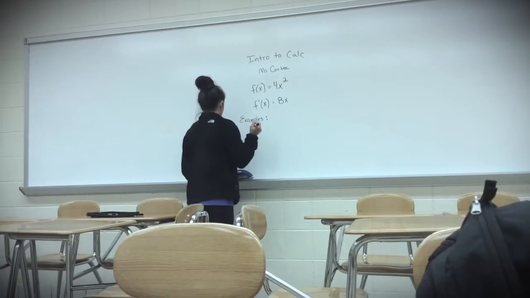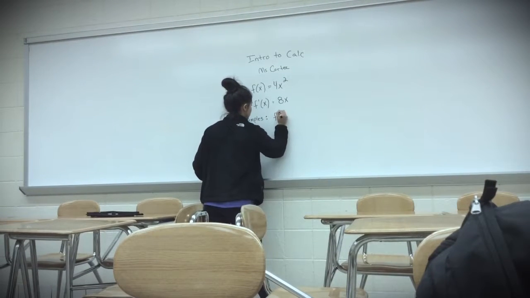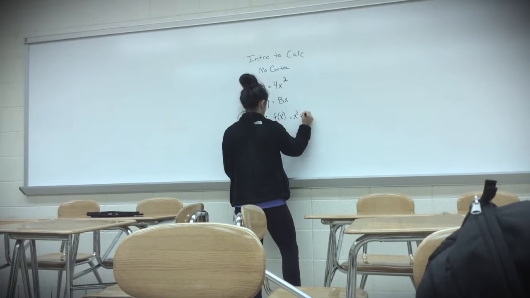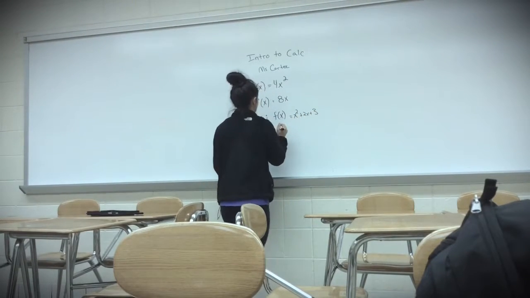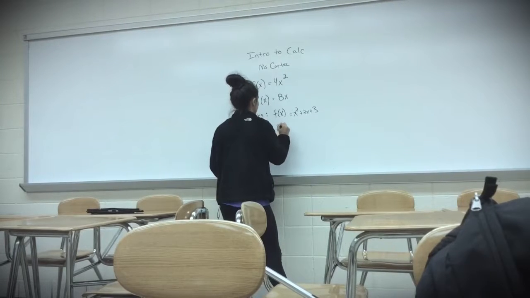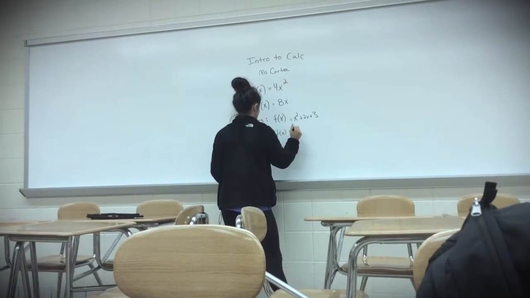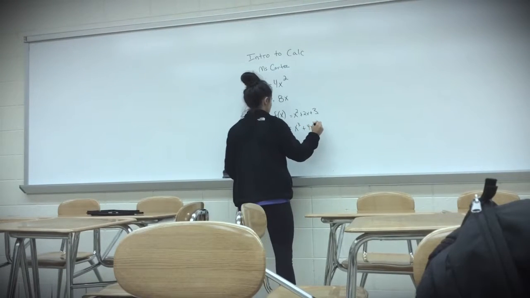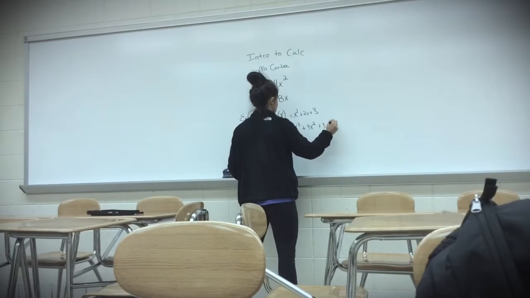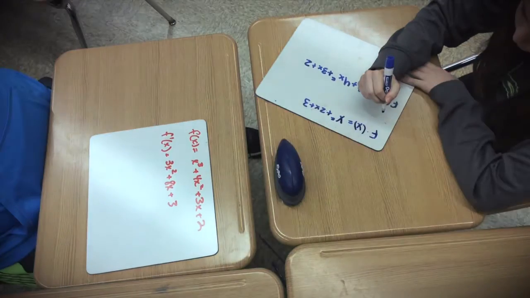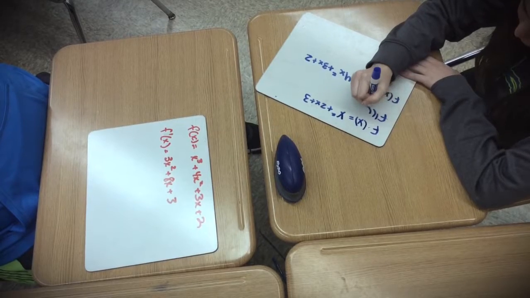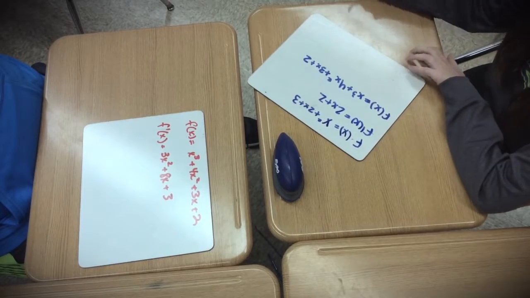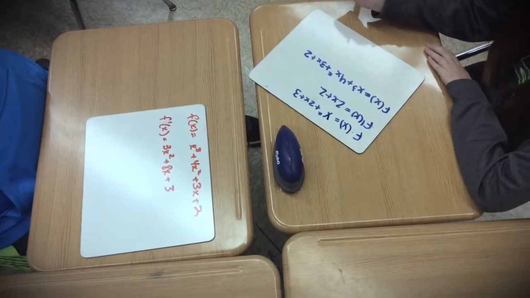Alright, here are your examples. Your first one is the function f of x equals x squared plus 2x plus 3. And then your second example will be f of x equals x cubed plus 4x squared plus 3x plus 2. Alright, I think you guys have the hang of it, so let's try number 2.